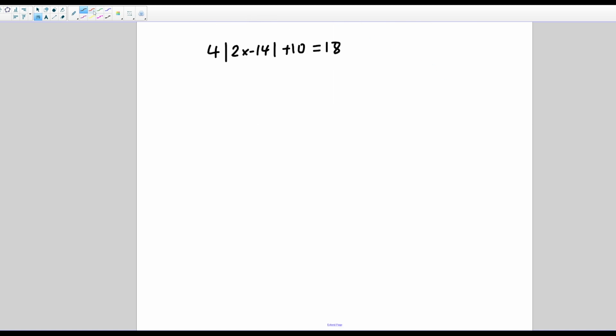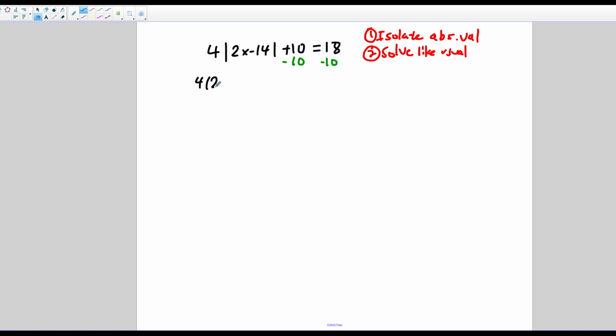Let's try one more bonus example here where we have some other stuff happening outside of your absolute value portion. So we can see here that we've got 4 times the absolute value of 2x minus 14, plus 10, is equal to 18. The key here is just to isolate the absolute value and then solve like usual. So what I mean by that is we're going to isolate our absolute value by subtracting 10 first. So we're just going to use reverse BEDMAS.